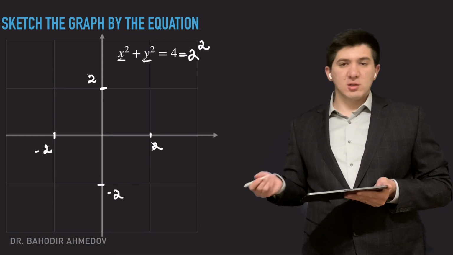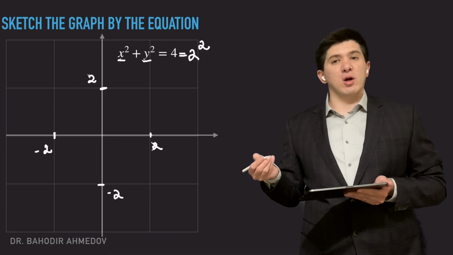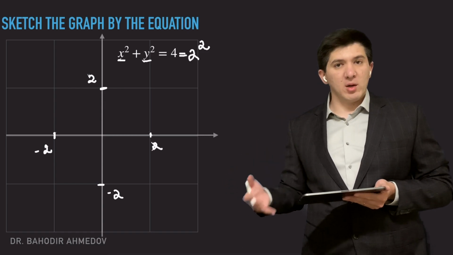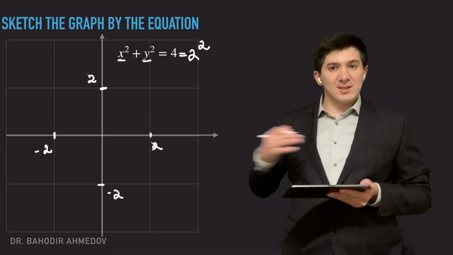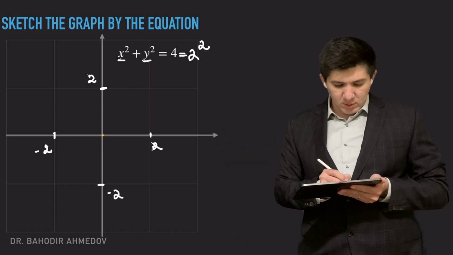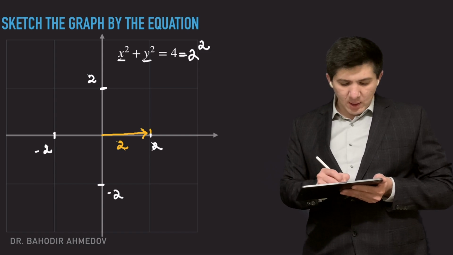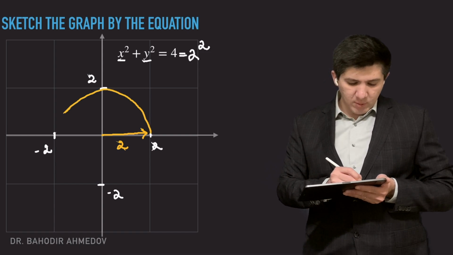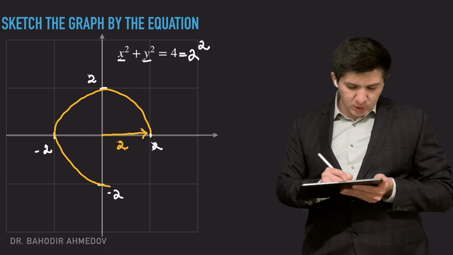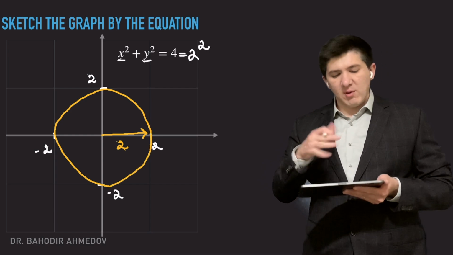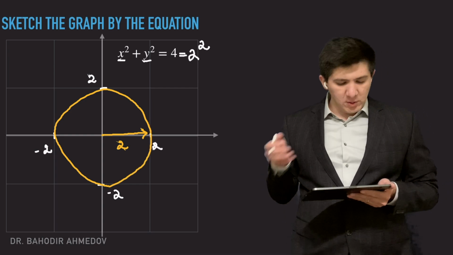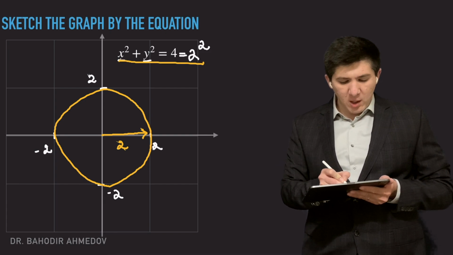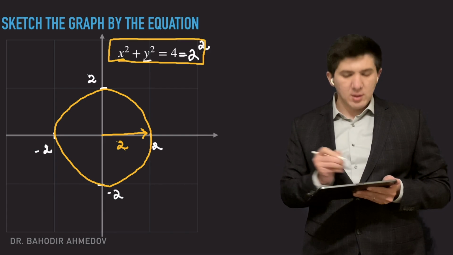And if I would like to draw all the points which are far away from the origin at this distance, at the distance of 2, right? Because this distance is equal to 2, then I just need to rotate this arrow around the origin, and I will get roughly this circle. So this circle corresponds to this equation, okay?